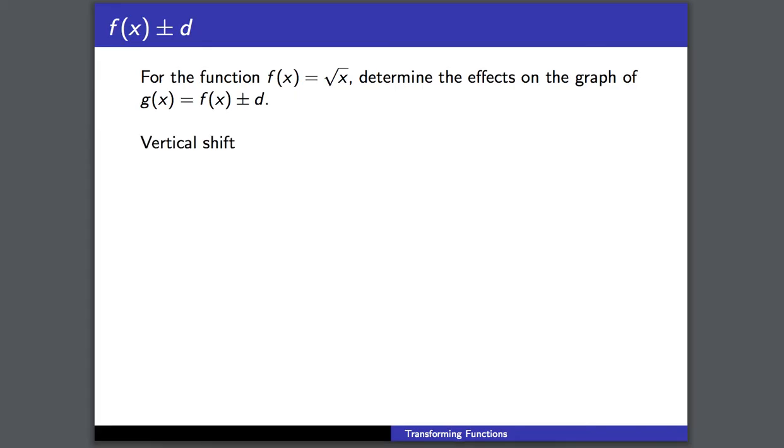So it's a vertical shift, and it's going up by whatever the value of d is, that many units if d is positive, and it's moving down if it's negative. So like the square root of x minus 4, that's moving it down 4 units.